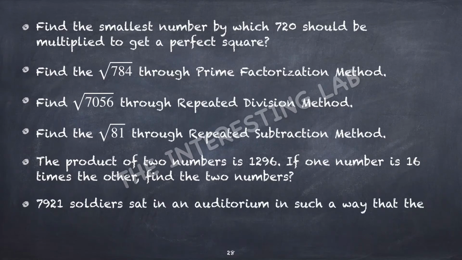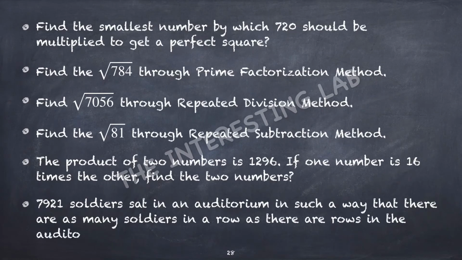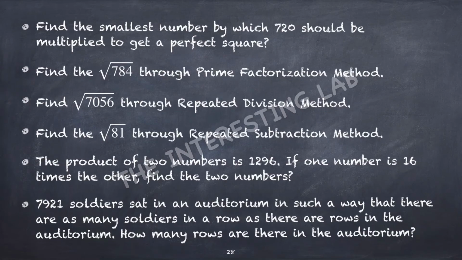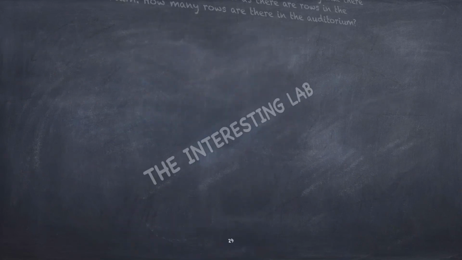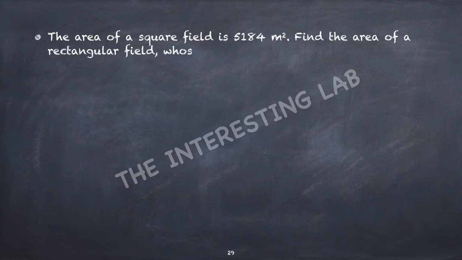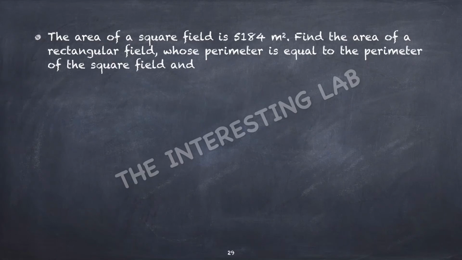7921 soldiers sat in an auditorium in such a way that there are as many soldiers in a row as there are rows in the auditorium. How many rows are there in the auditorium? The area of a square field is 5,184 square meters. Find the area of a rectangular field whose perimeter is equal to the perimeter of the square field and whose length is twice its breadth.